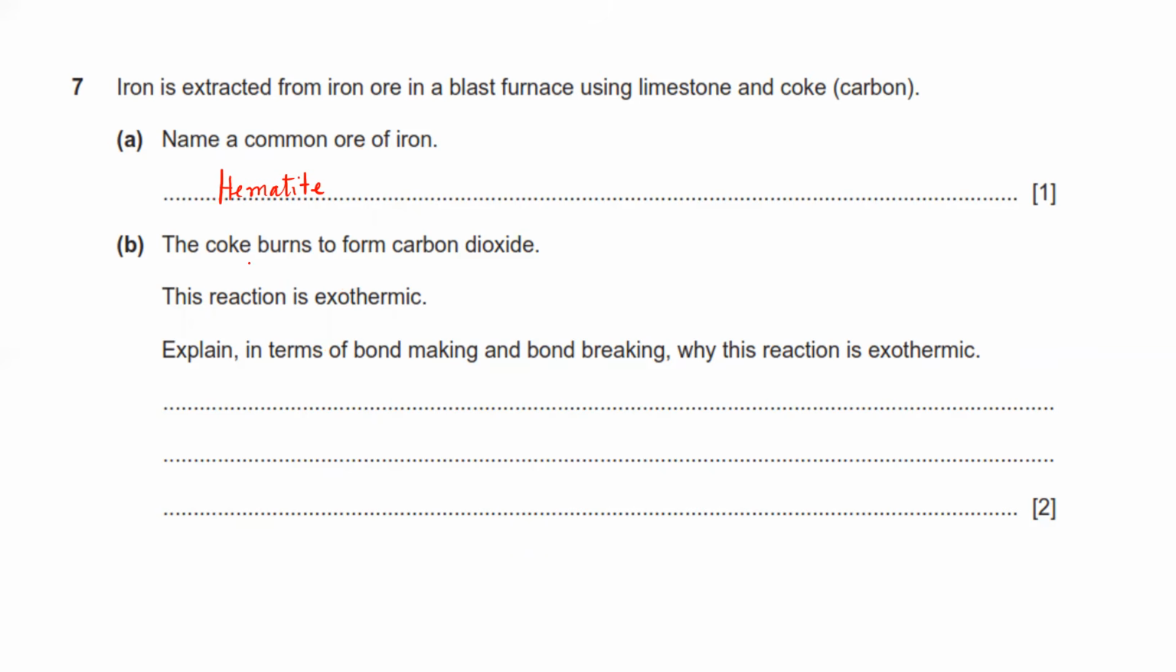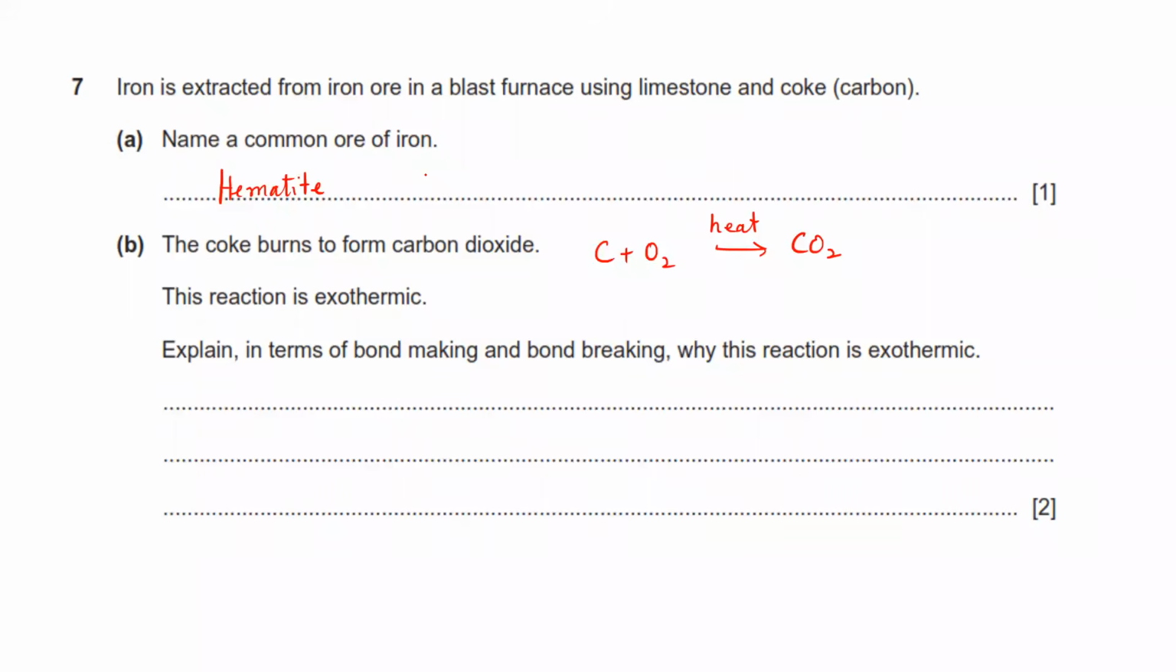Then part B, the coke burns to form carbon dioxide. This reaction is exothermic. The question is: explain in terms of bond making and bond breaking why this reaction is exothermic. So remember, what is happening? C plus O2 forms CO2 with heat. So the oxygen double bond is broken and carbon-oxygen bonds are formed.